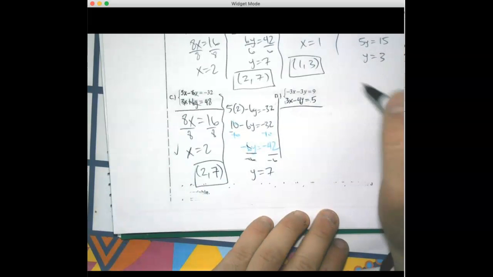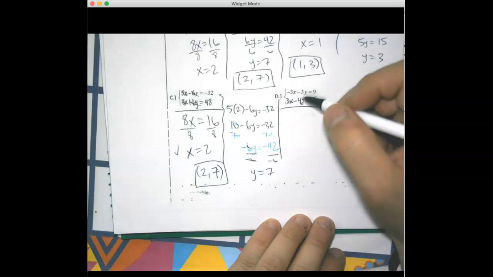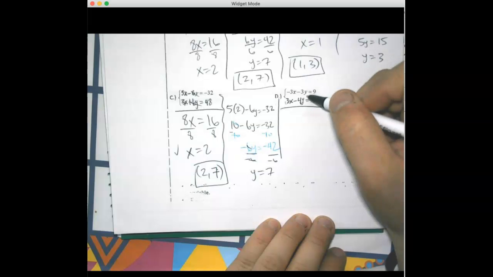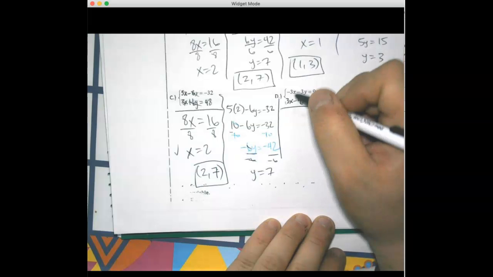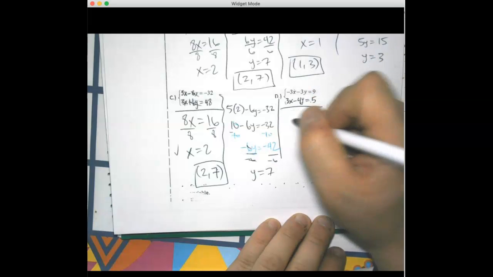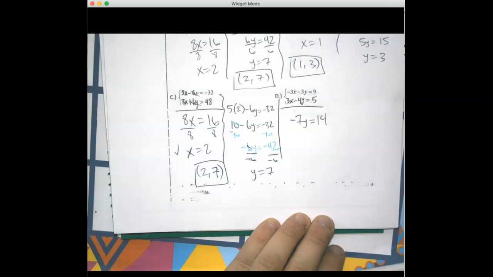Same thing on this one. You already have opposites here. The x's are opposites on this one, so the x's will zero out when I add the equations. And whatever I get over here, I'll solve. So negative 3x plus 3x is 0. Don't need that. Negative 3y plus negative 4y is negative 7y. 9 plus 5 is 14.